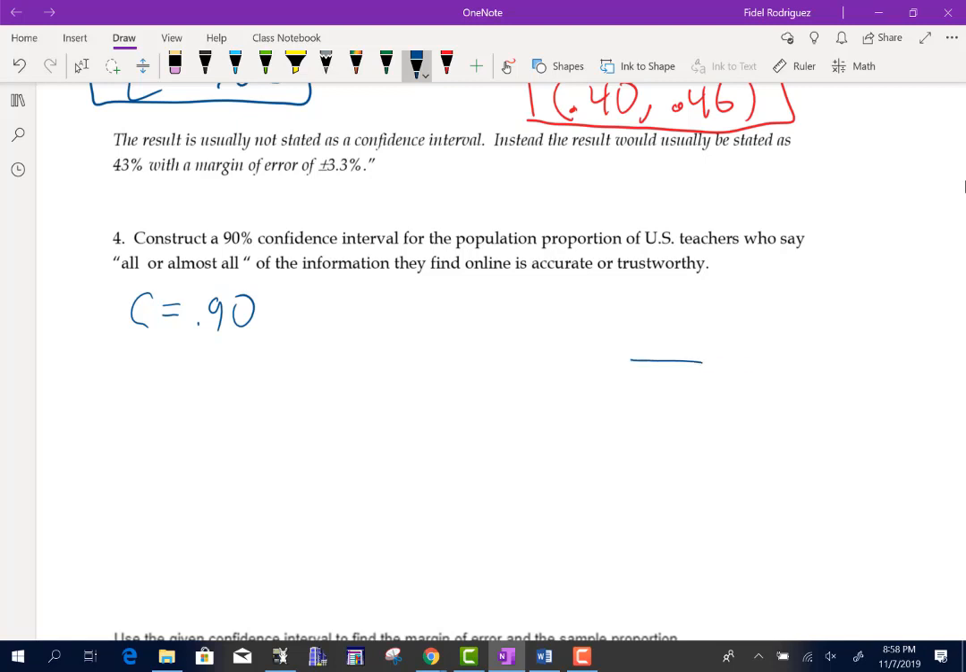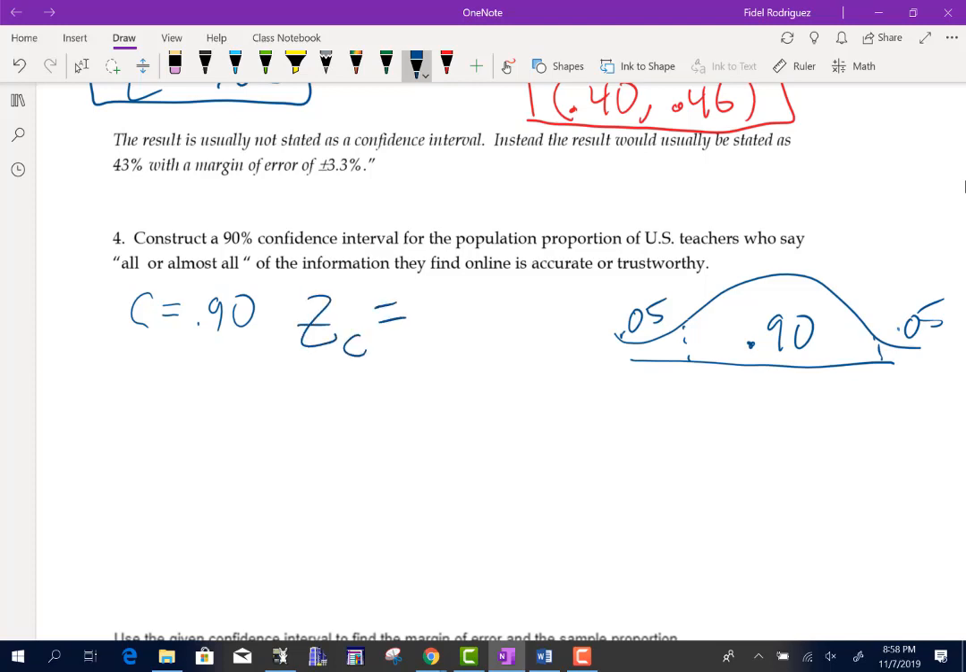So guys, the first thing I need to do here, the area on the inside is 90%, right? What's the area that I have left for both those pieces? 10%, but each one would be 0.05, right? Very good.